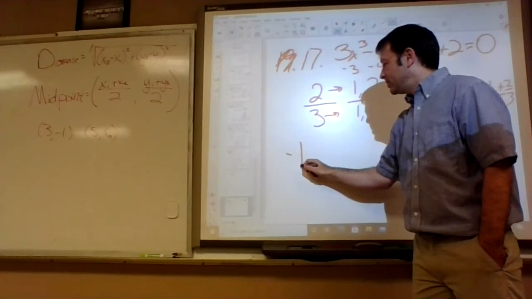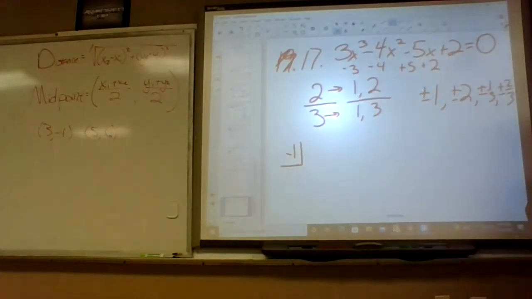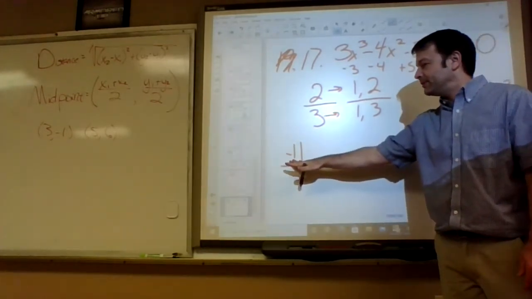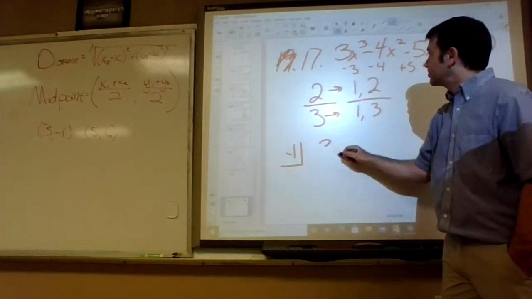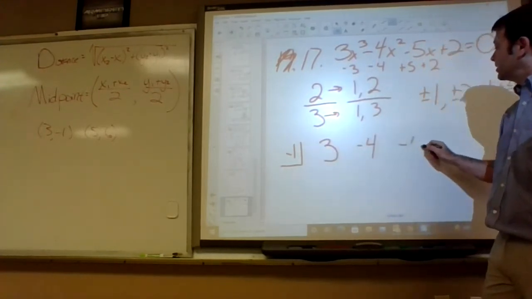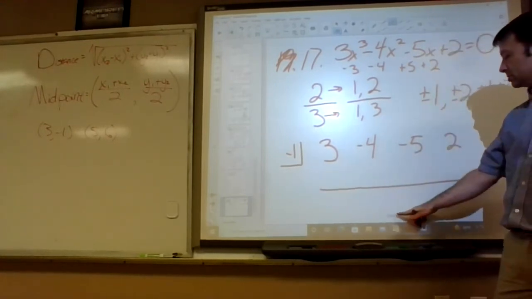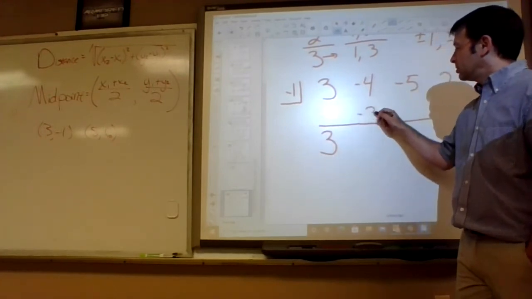So I'm going to divide. Okay, if negative 1 works, x plus 1 is a factor. What I'm really dividing by is x plus 1, even though I'm putting negative 1 right there. So I'm going to put my coefficients, 3, negative 4, negative 5, 2. I don't multiply up.